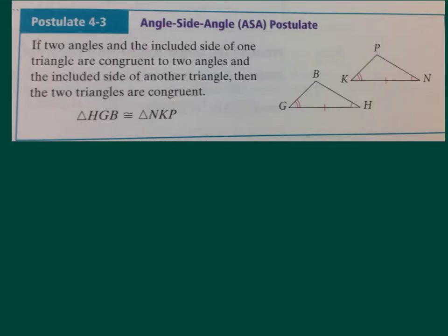Our first postulate in section 4.3 is the Angle-Side-Angle postulate, which states: if two angles and the included side of one triangle are congruent to two angles and the included side of another triangle, then the two triangles are congruent. We will simply refer to this postulate as angle, side, angle, ASA.